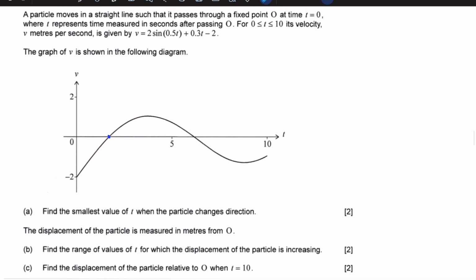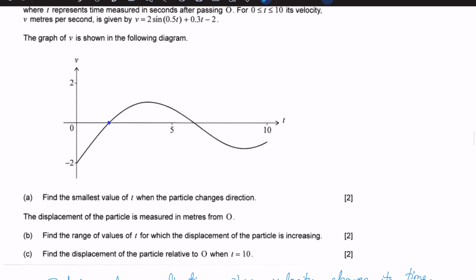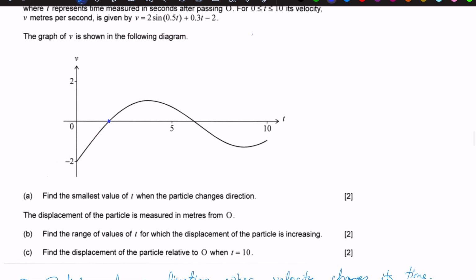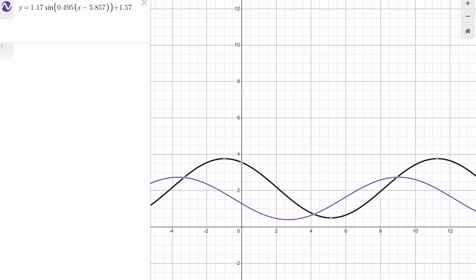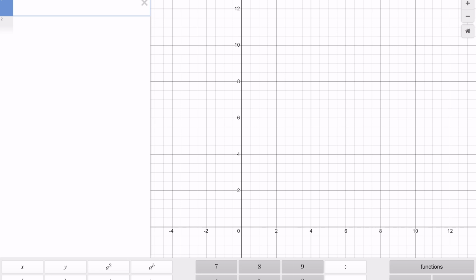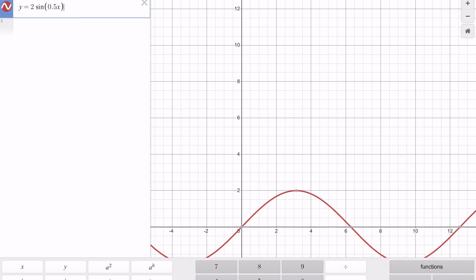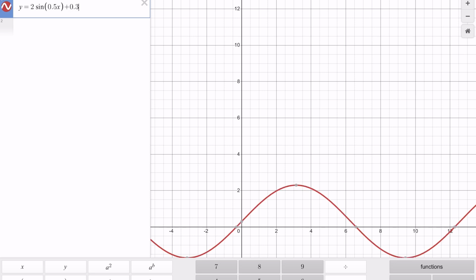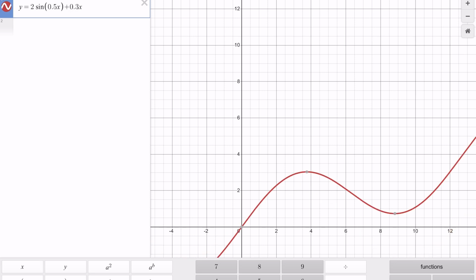How would we find it? We can plot this equation in your calculator, and we can find the value of this t. In order to plot it, replace velocity with y and replace time with x. Now I'll do it on Desmos and show you how it looks. So y equals 2 sine 0.5x plus 0.3x minus 2.